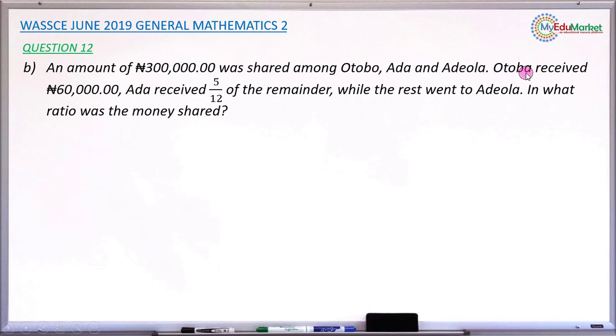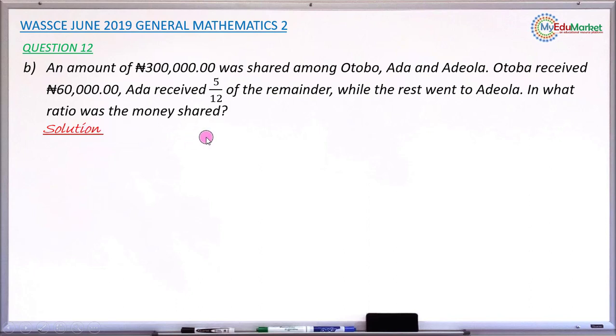So the question says Otobo received 60,000 naira, while Ada received 5/12 of the remainder, while the rest went to Adiola. The question asked is, in what ratio was the money shared? So let's attempt to answer this very question together.